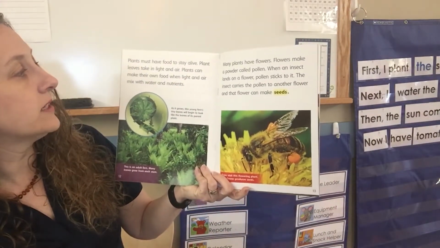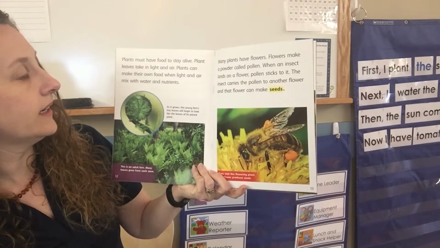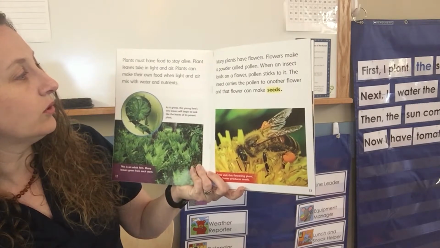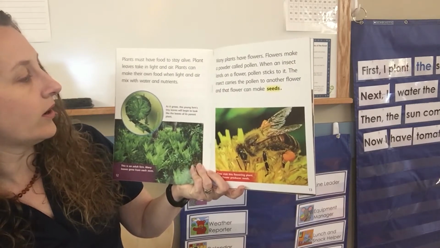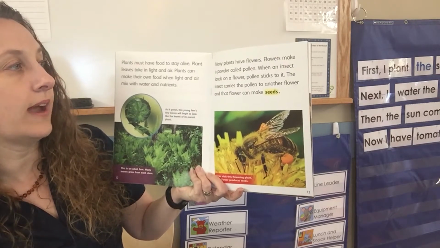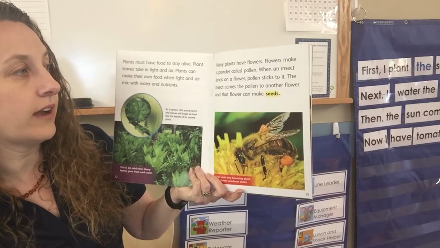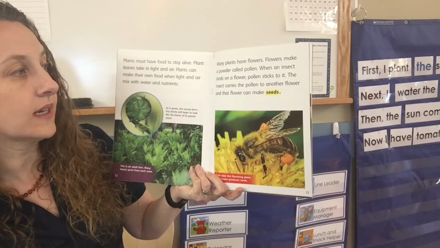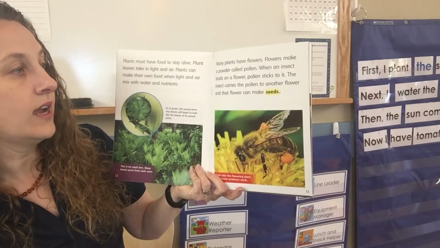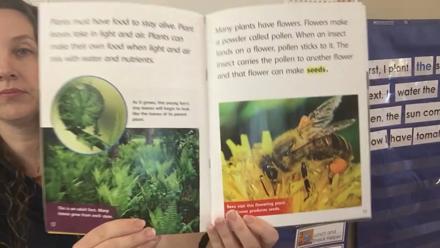Plants must have food to stay alive. Plant leaves take in light and air. Plants can make their own food when light and air mix with water and nutrients. Many plants have flowers. Flowers make a powder called pollen. When an insect lands on a flower, pollen sticks to it. The insect carries the pollen to another flower, and that flower can make seeds.